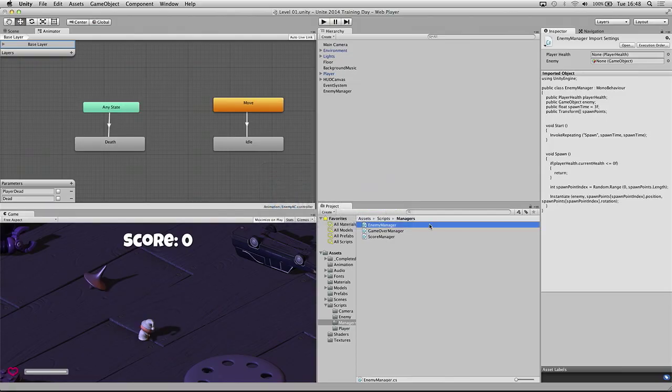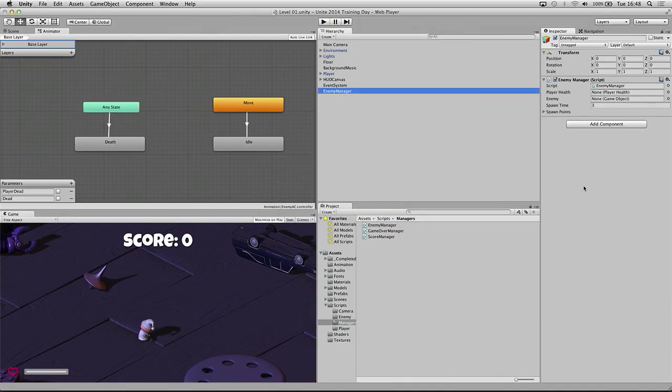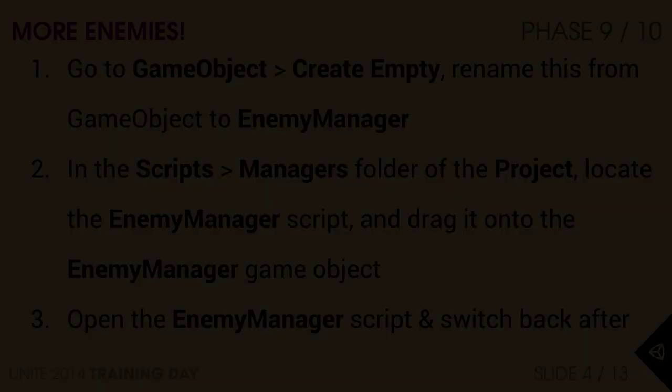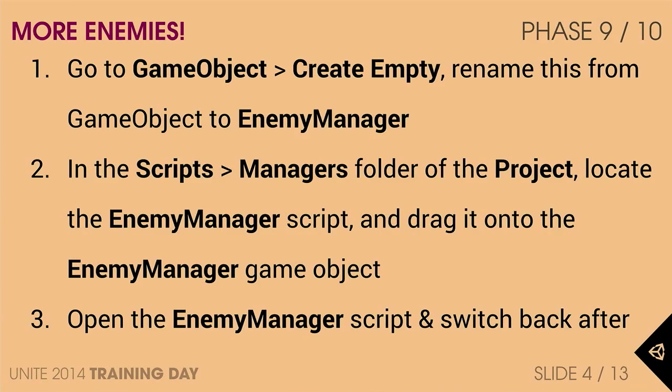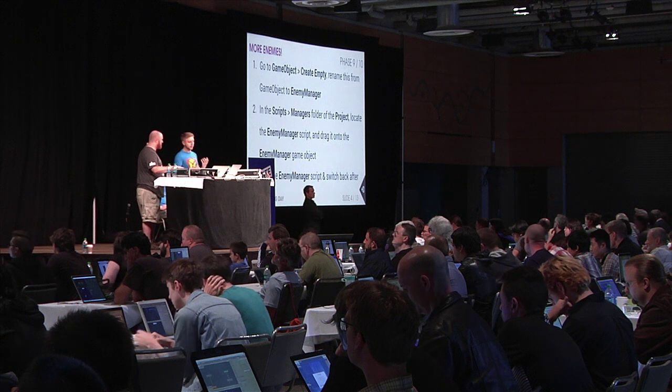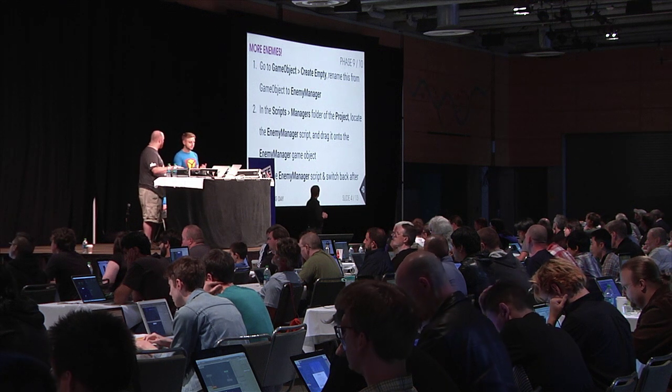I'm going to switch back to Unity now. And PowerPoint. Indeed. Just to recap, we created an empty game object to house our enemy manager. In the scripts folder, we applied the enemy manager script onto that game object so that it's ready to roll. And you'll see when we go back in just a second that we are able to apply all of those things.